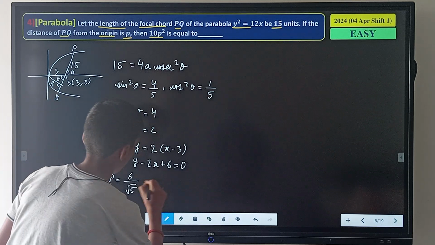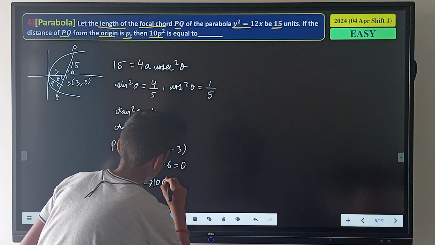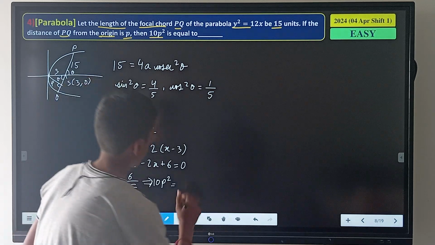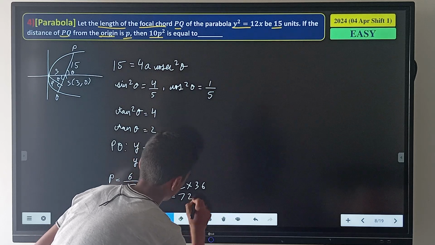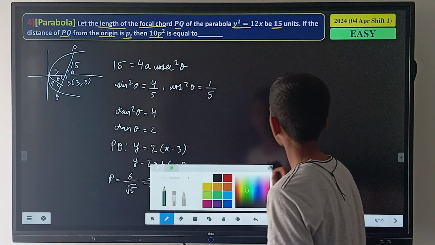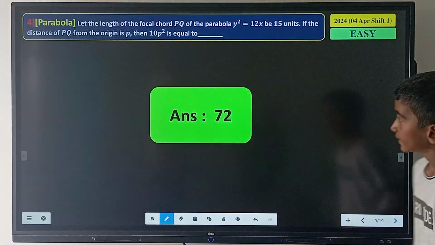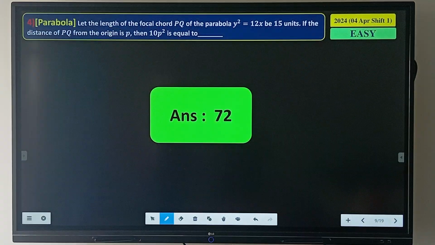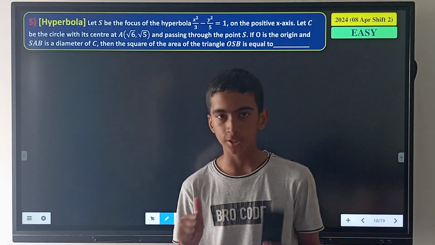So from here our 10P square is equal to 10 into 36 upon 5, which is 2 times 36, which is equal to 72. So our answer is equal to 72. And here is the solution, and you can see that our answer is correct. This is our next question now.